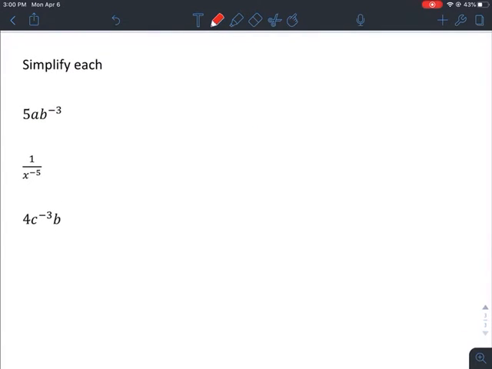Then when you have expressions with variables, the only thing you've got to be careful of is just make sure that you know that the negative exponent only applies to what it's actually touching. So for this one, the 5 and the A are going to stay where they are, but that B is going to flip to the bottom, and then you're done. That's all you've got to do, okay?